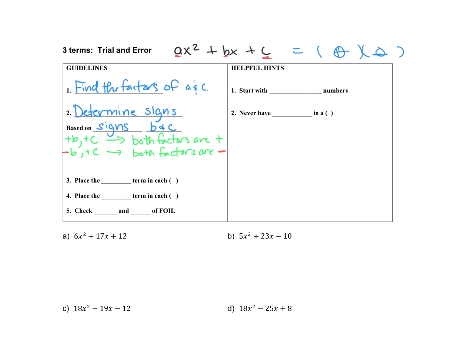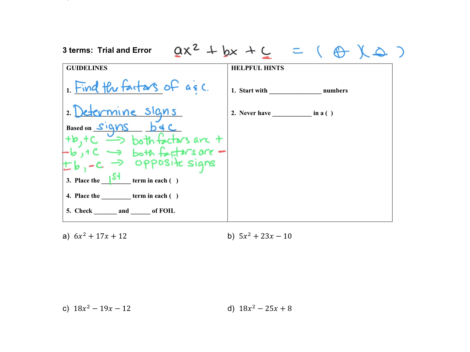And the last one, if you have a plus or a minus B, but a negative C, then you will have opposite signs. Doesn't matter which one, you'll just have opposite signs. Where we put them, we'll determine that in a second. All right, so once you find those factors, you're going to place the first term in each parenthesis.